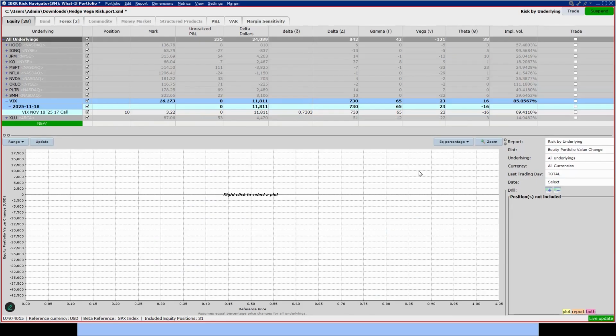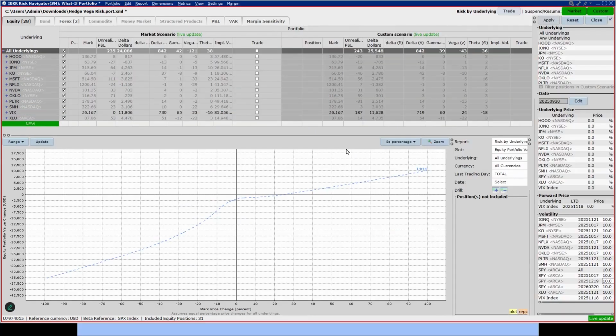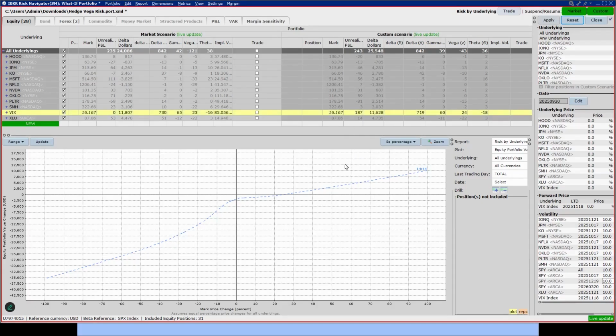So let's take a look at how the custom scenario looks now. Here we can see if volatility spikes 10% across the board again, our unrealized P&L in total hasn't changed too much. We've made about $187 on those VIX call options, offsetting any losses elsewhere. Again, this custom scenario isn't perfect. It's not exact, but it will give you a good idea of how the portfolio might perform based on different vol spikes. And again, you can change these vol spikes to whatever percentage you like.